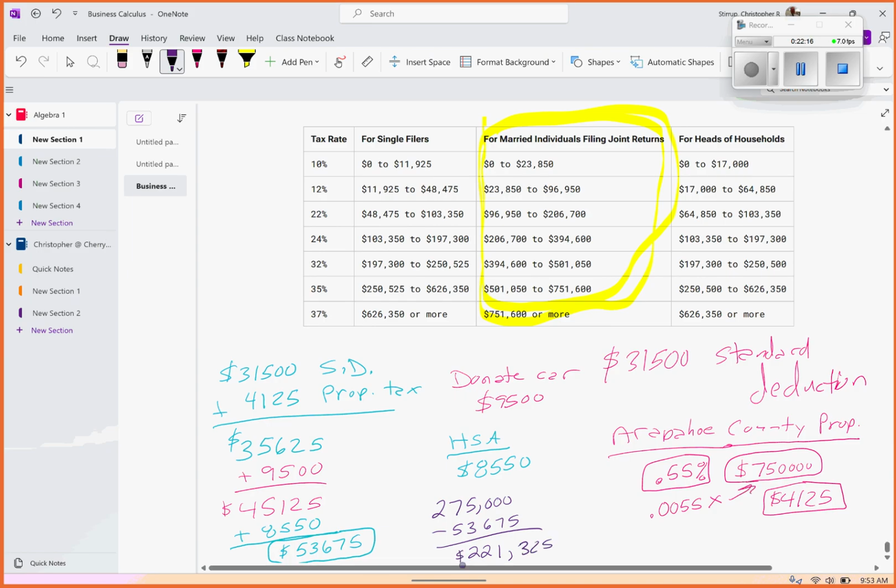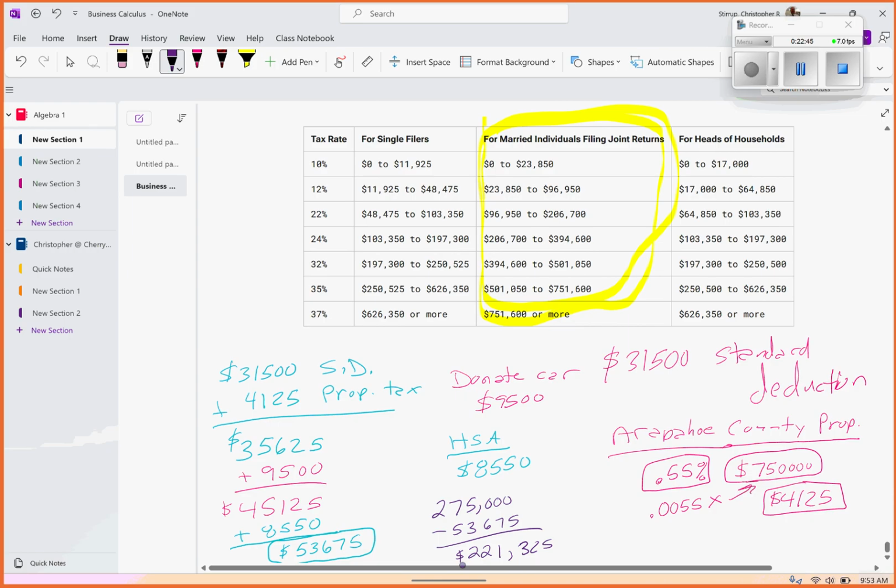So we went to 275,000, which made us fall in here. Now it's at 221,000. So this was somewhere closer to this range. Now it's lower. So I'm going to pay 24% on the difference between 206,700 and 221,325. And then it's going to lower my taxable income as I go through.